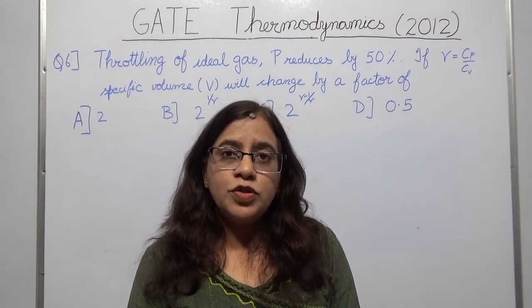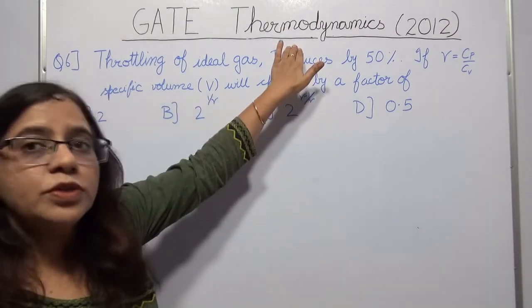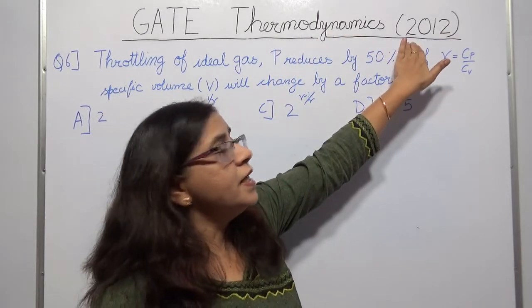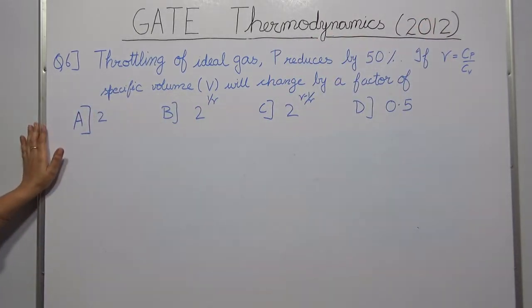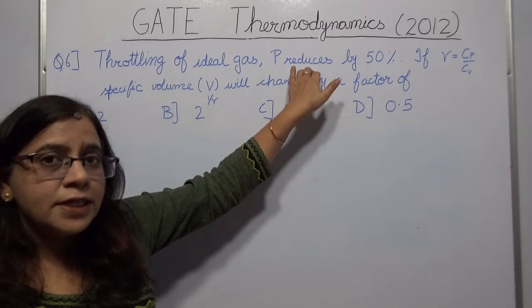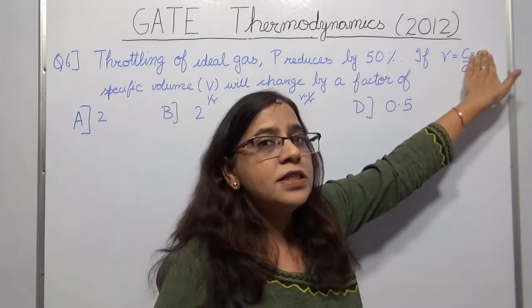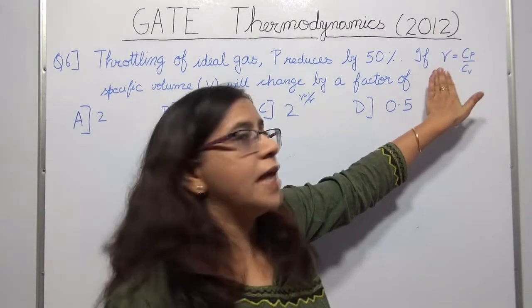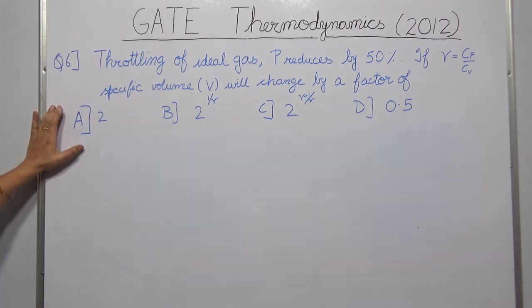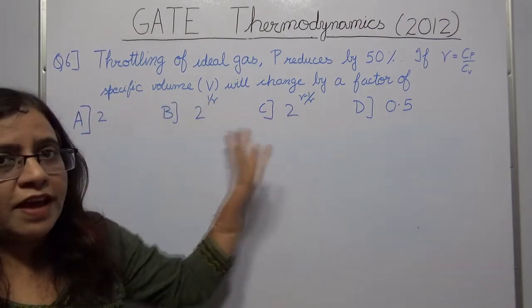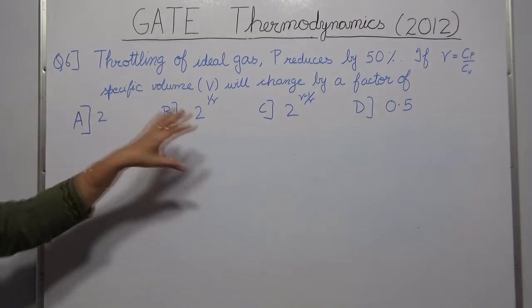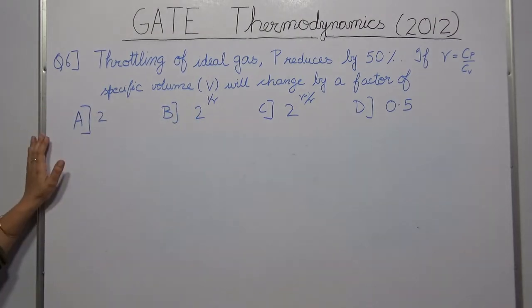In this video I am going to take problems related to thermodynamics which appeared in GATE 2012. The first problem which I have selected involves throttling of an ideal gas. After throttling, the pressure reduces by 50%. They say that if the ratio of Cp by Cv is denoted as gamma, you have to find out by what factor the specific volume changes. They have given you 4 options and you have to find which one is correct.